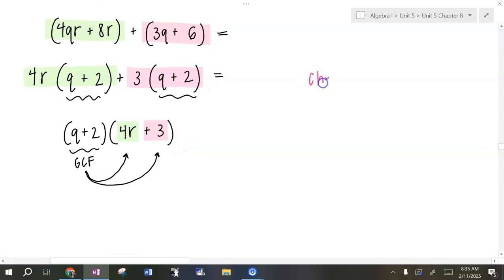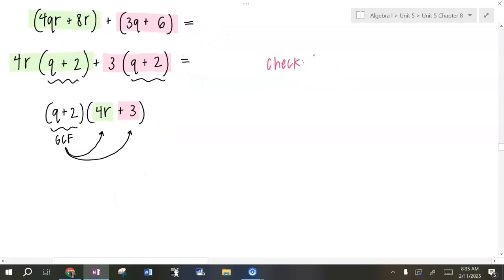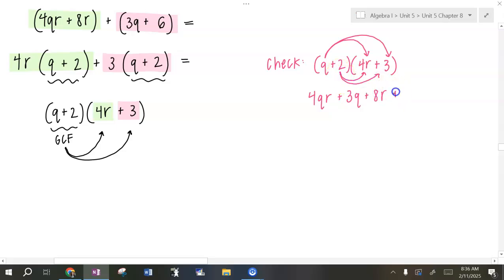In order to check your work, it's going to look the exact same as what you did on the last lesson, where you just distribute this back out. So this time, we'll start by distributing Q. Q times 4R makes 4QR. Q times 3 makes 3Q. Then you distribute your 2. 2 times 4R makes 8R. And 2 times 3 makes 6.